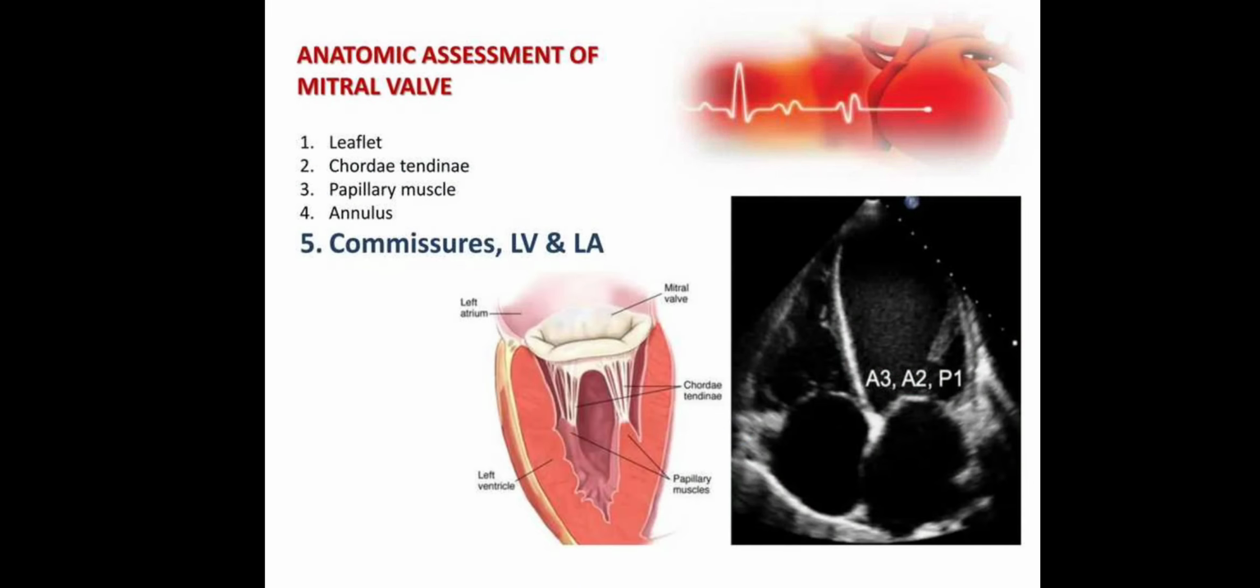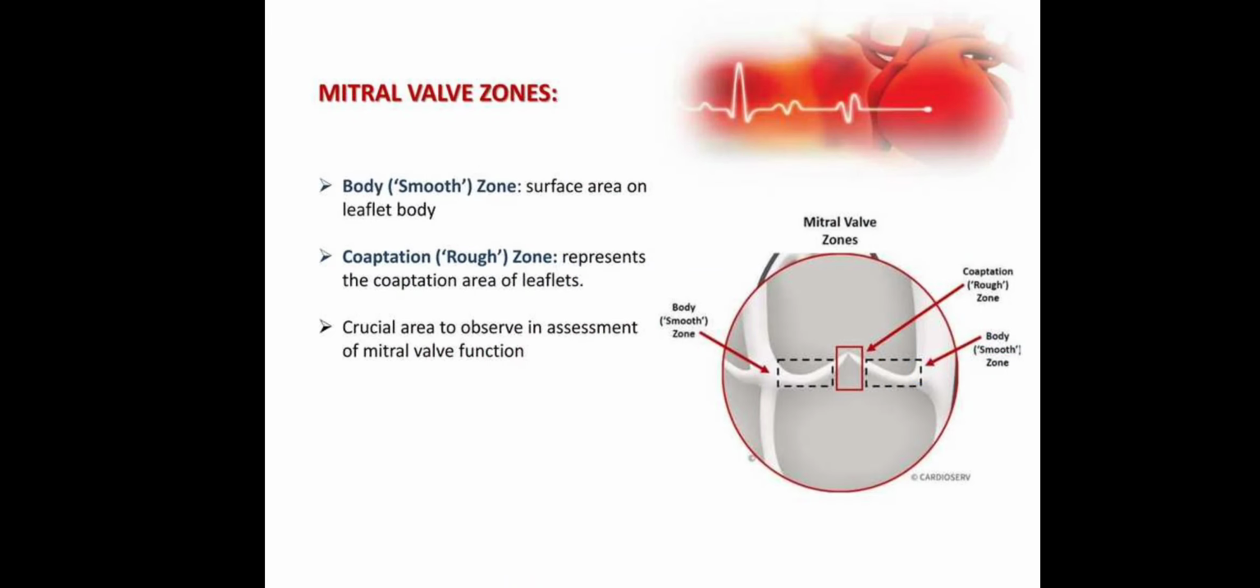Understood? I think you understood the mitral anatomy. This is the left atrium. This is the mitral valve. These are the chordae tendineae. This is the LV. These are the papillary muscles. Understood? Then mitral valve zones.